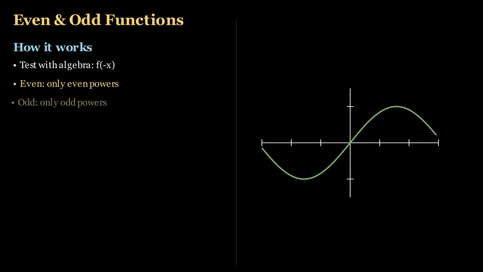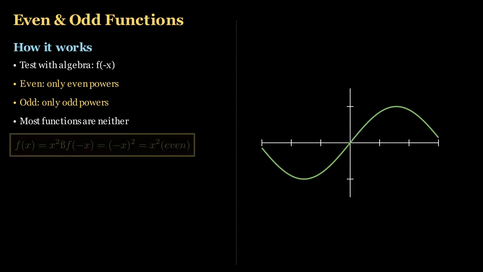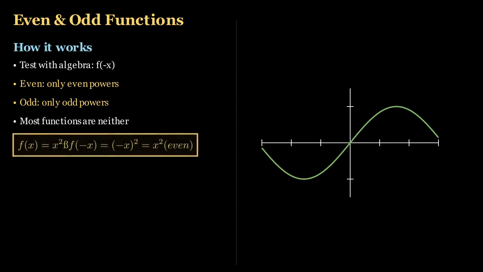Even functions are built from only even powers of x, like x squared or x to the fourth. Odd functions are built from only odd powers, like x cubed. But watch out, most functions, like x squared plus x, are a mix and are neither even nor odd. They have no special symmetry. Let's test this with a real example.